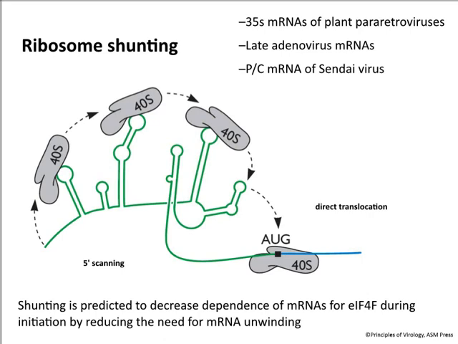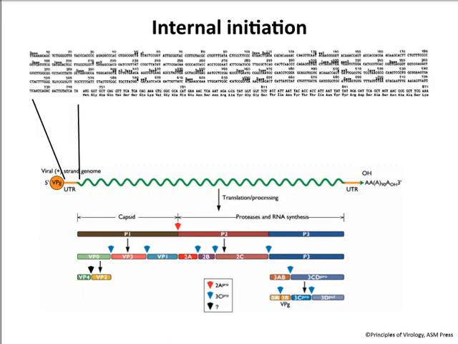And we think that viruses utilize shunting to decrease the need for that 5' end helicase, essentially. So there are some cases where viruses inhibit 5' end translation, so the helicase is not available to them for their translation. So they use this kind of mechanism to get around that. So that's called ribosome shunting.